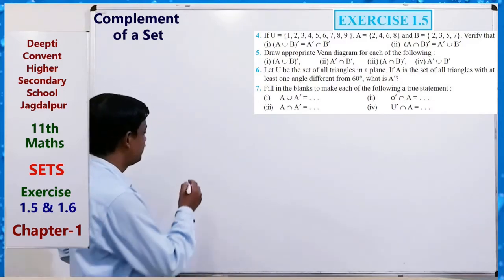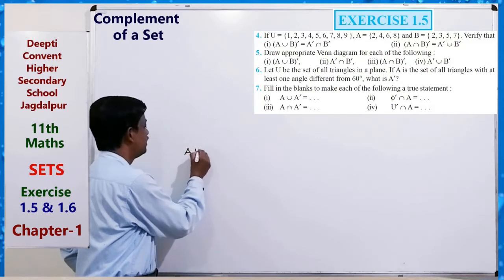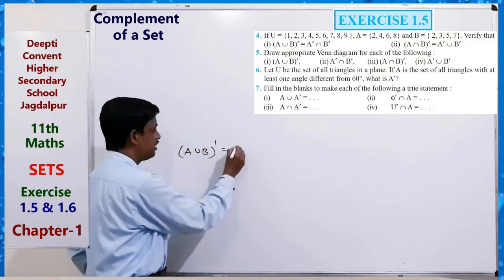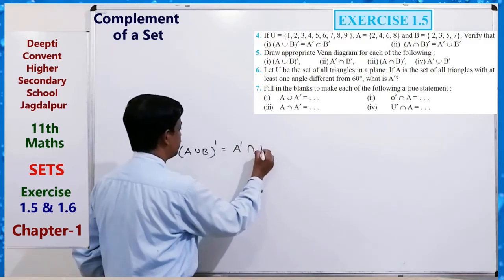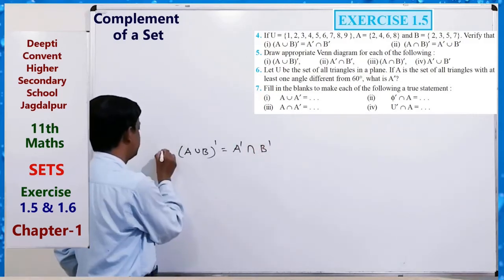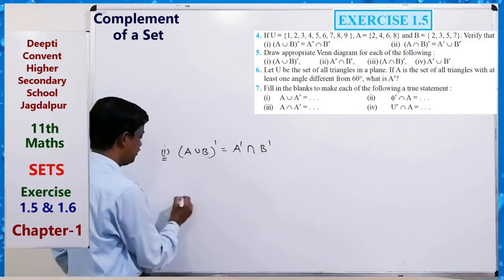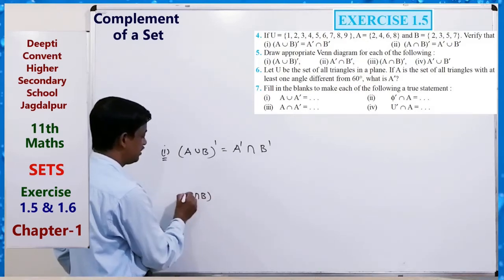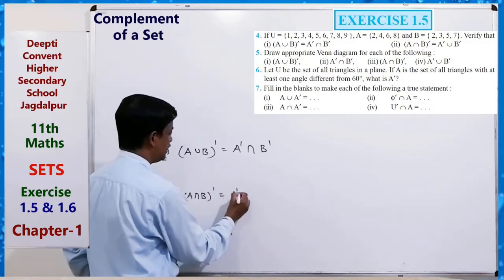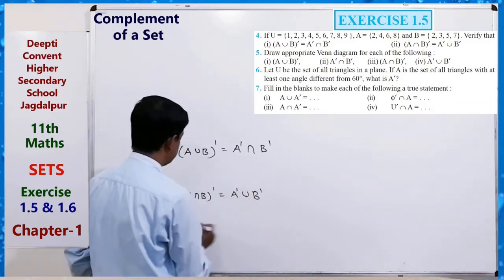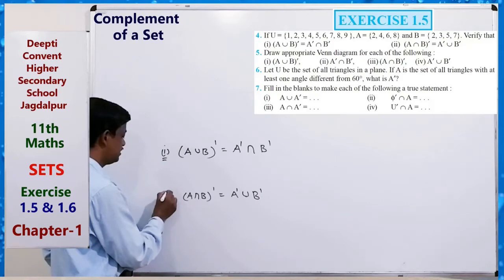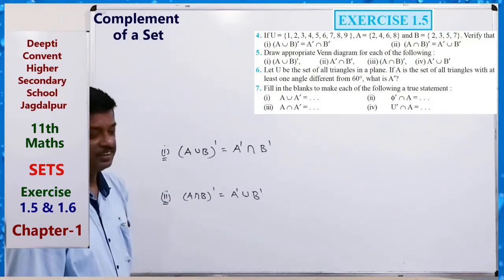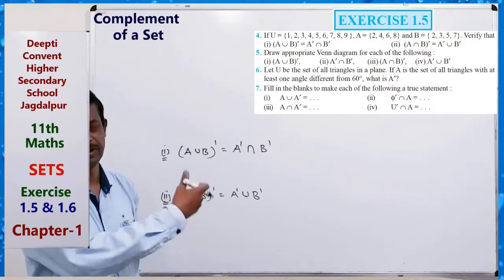You know, (A union B) dash equals what? A dash intersection B dash. First, and also second is what? (A intersection B) dash equals A dash union B dash. We know these two relations are known as De Morgan's law. We can prove it, but for particular questions.